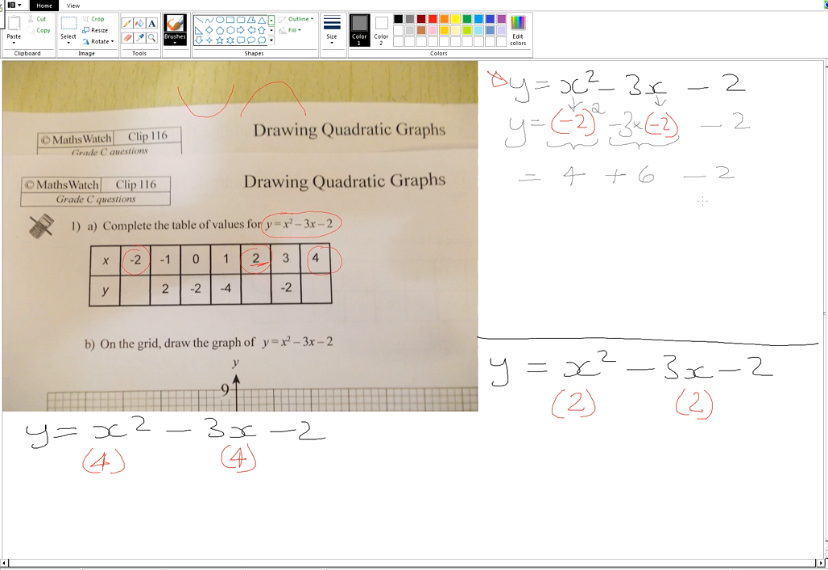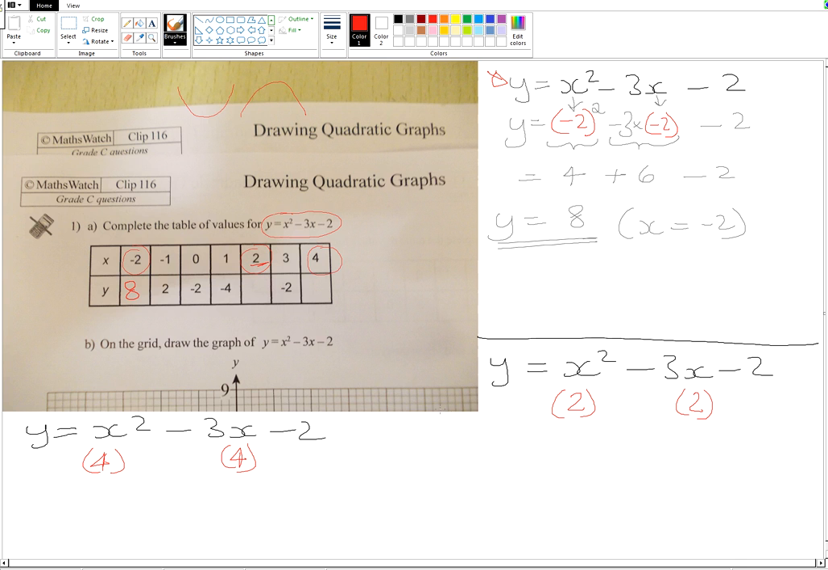Why have I not done anything to the -2? Because it is a constant. It's not changing. It's not being multiplied. We just copy that. So Halima, what's 4 plus 6? 10, 10 take away 2? 8, 8. So y has a value of 8 when x has a value of -2. So if we can put it in here now, what was the value again? 8, yeah?